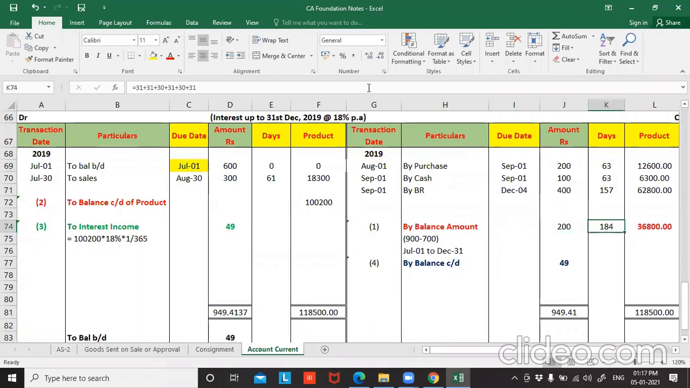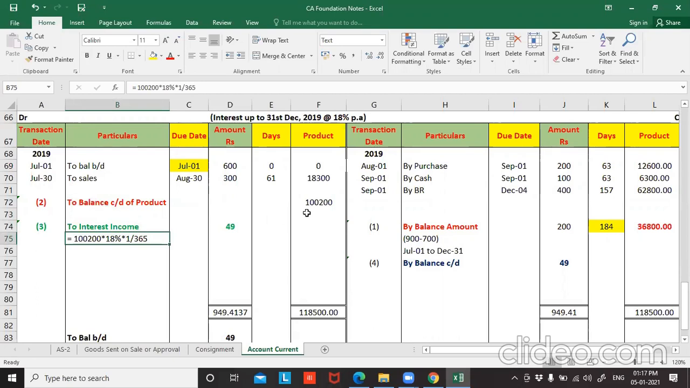Now the number of days we calculate here is tricky, because here it is not backward, it is forward. We calculate from July 1 till 31st December. Take the product of that and get the balance of the product. That is the second step. Get the balance of the product. On that, calculate the interest income or expense.